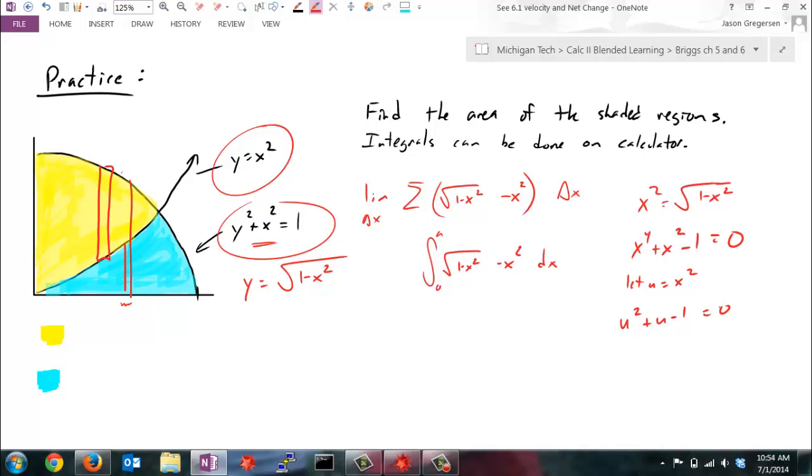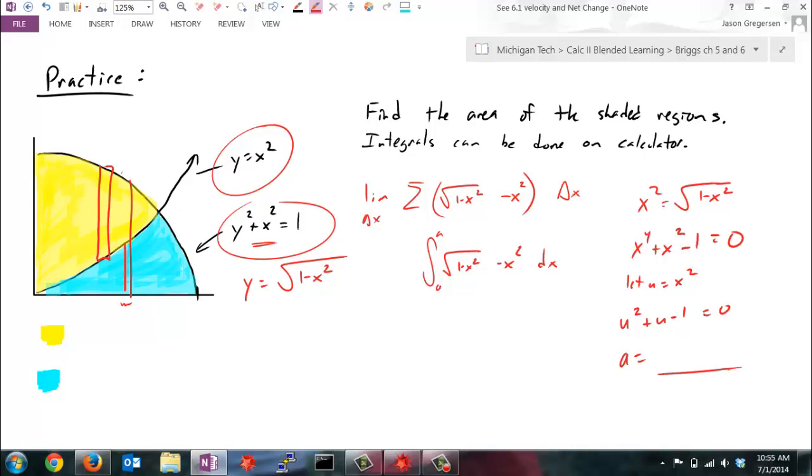Okay? When all is said and done, I'm really going to only have one candidate, though, because 2 are going to be complex, and I'm going to have a positive and a negative, and I want the positive x value. So I'll get some number, whatever it is, and then I'll be able to integrate from 0 to that number to find this area of the yellow piece. Okay? So it's a little trickier, right? It's not just f of x minus g of x.